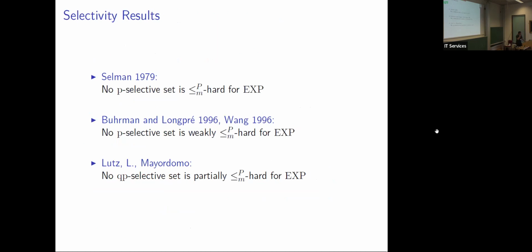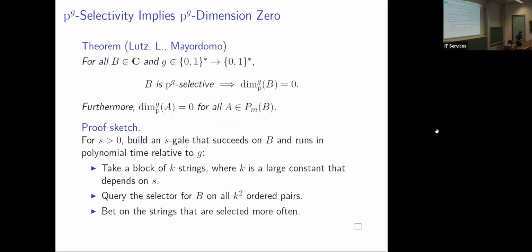Okay. So here's what we can prove about selectivity. First, going back, Selman proved that no p-selective set is hard for exp. Then Berman and Longpre and Wong independently proved that no p-selective set is weakly hard for exp. So we can improve that along two axes by showing that you can change P to QP there and change weak hardness to partial hardness. Okay, so we're going to do that via the point to set principle.